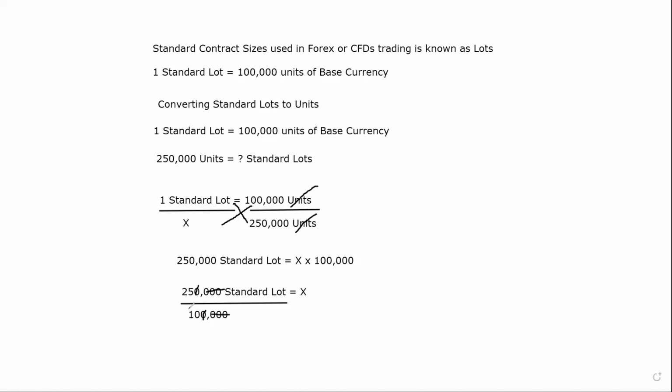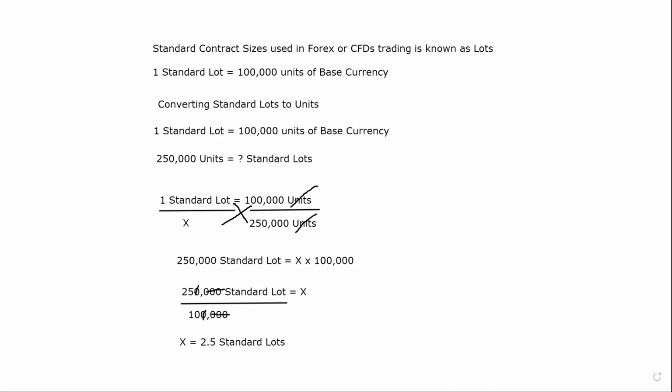So we're going to apply the division. So 25 divided by 10 is equals to 2.5. Okay, so X is equals to 2.5 standard lots. So I hope you have understood how to convert standard lot into units and units into standard lot.